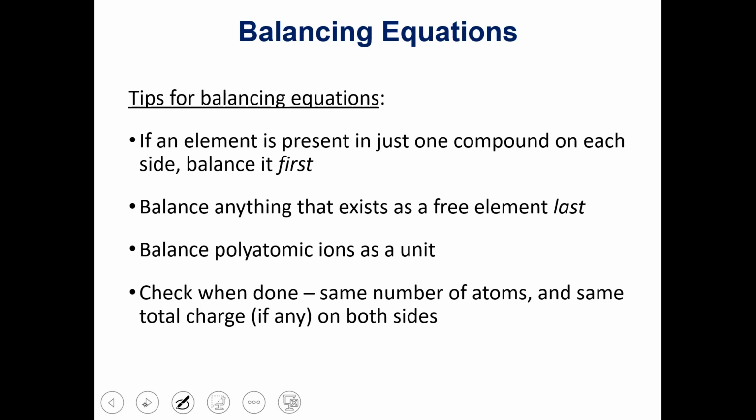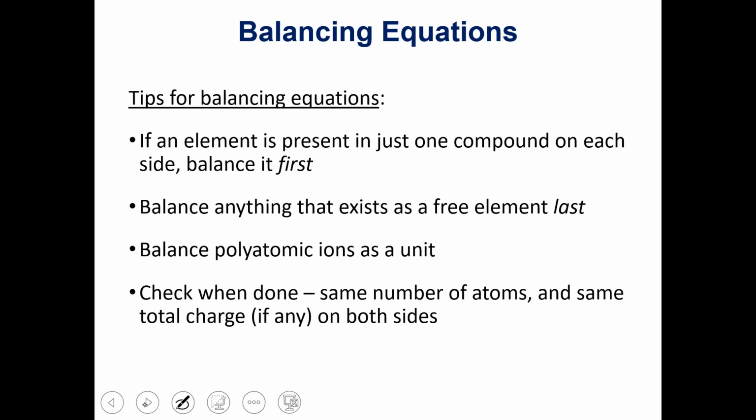You want to balance anything that exists as a free element last. A good example of this is in some reactants we will have O2. We're going to talk about a specific type of reaction where you will always see O2. If you have something like that, leave that alone until last. A lot of times, if you balance everything else in your reaction, then once you get everything else balanced, it works out so that you just have to put a coefficient in front of the free element. So you make your life a little bit easier because all you have to do is figure out what you need to multiply that free element by, and you're done.